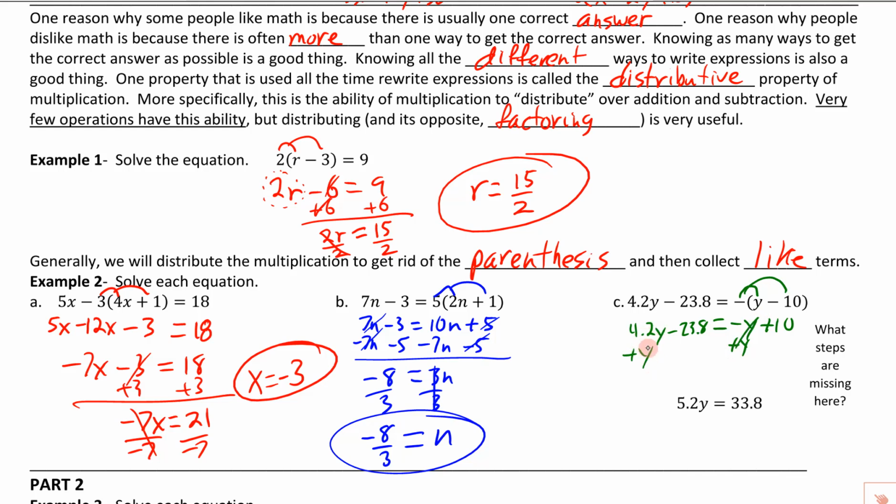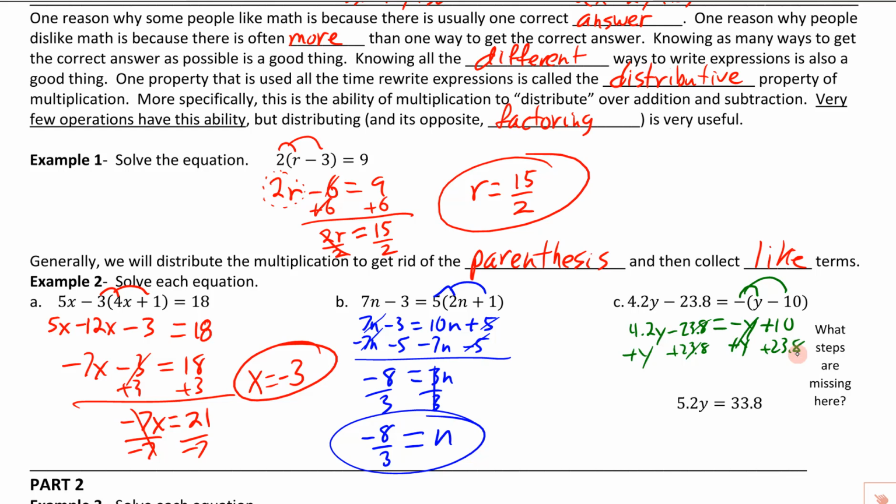If we're going to get the y's over on this side, which lo and behold, take a look here. This is 4.2y plus 1y. That's 5.2, so we're in good shape there. Then we're going to move this over to the other side. So we're going to do that by adding 23.8. So we'll add 23.8 here. Those are going to cancel, and lo and behold, we end up with 23.8 here.